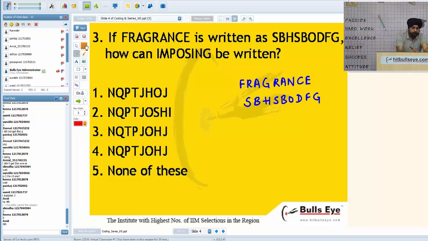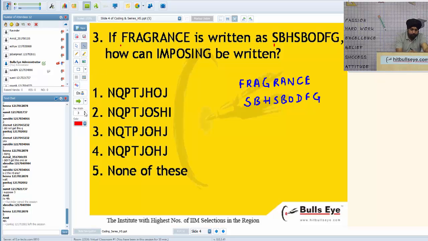See, I have written the code given. Now here, students, if you see, the code has been written in the other order. The code of R is S, A is B, G is H, R S, A B, N O, C D, E F, and the code of the letter F happens to be letter G. Now students, it is just +1 that has been done, but the code of the first letter has been written at the last position. The code of the second letter is written at the first position and so on.